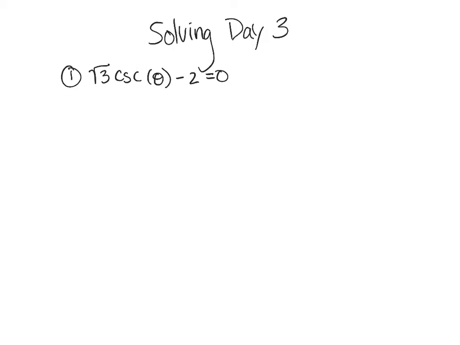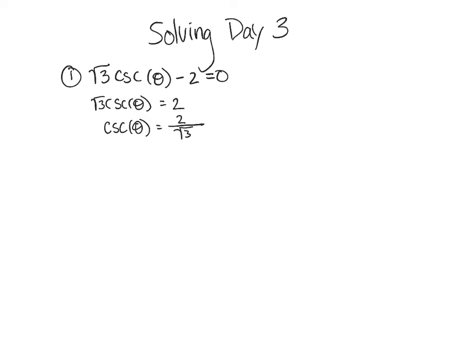So from here, I'm going to add 2 to both sides and get square root of 3 times, whoops, there's so many c's, cosecant of theta is equal to 2. And then I'm going to divide everything by square root of 3. So we get cosecant of theta is equal to 2 divided by square root of 3.